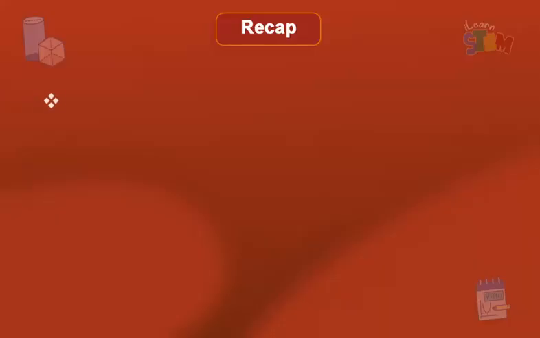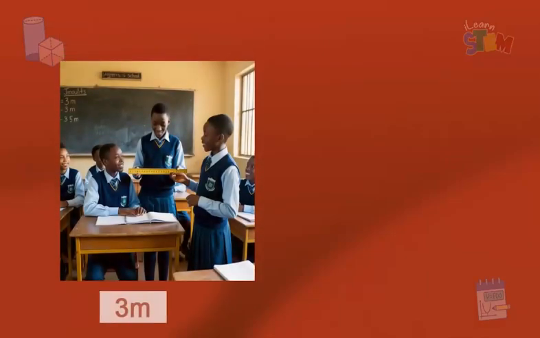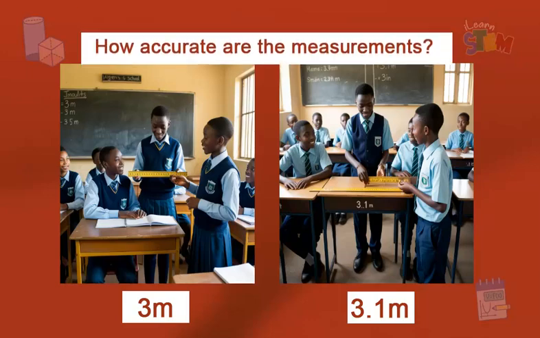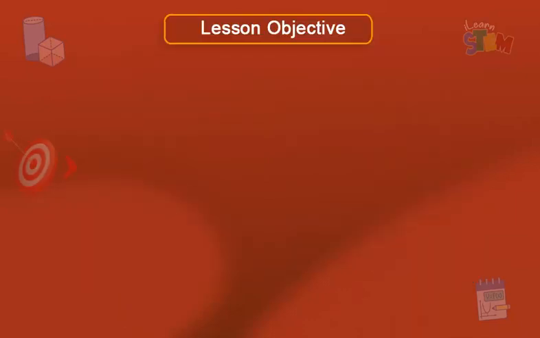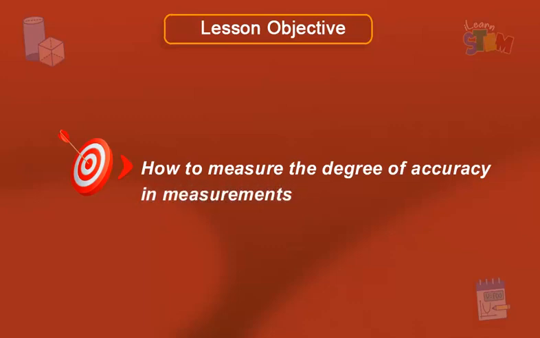In our last lesson, we explored estimation. Have you ever measured something, like the length of your desk, and ended up with a slightly different result than someone else? For instance, you measure the desk to be 3 meters, but your friend says it's 3.1 meters. How accurate are the measurements? Does the small difference really matter? Well, in many situations, even the tiniest difference can be important. This leads us to what we will learn today: how to measure the degree of accuracy in measurements. Join me as we dive into this lesson.